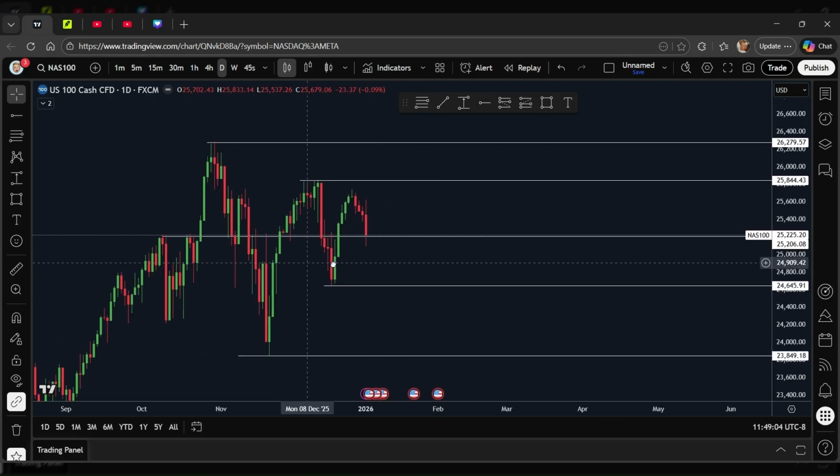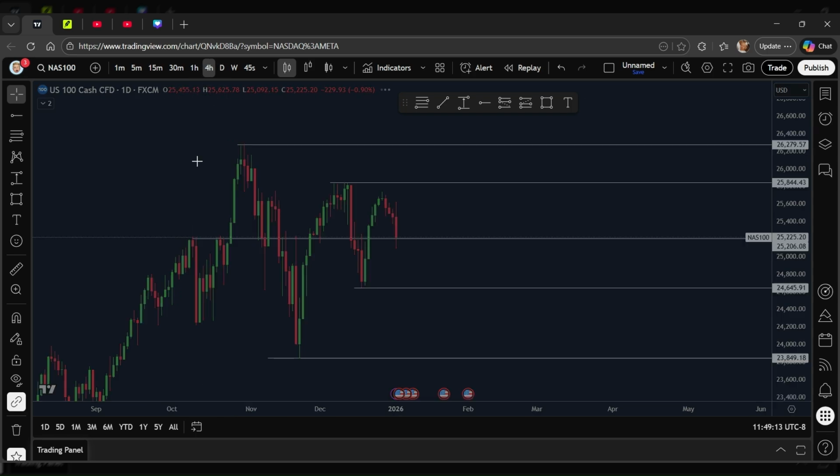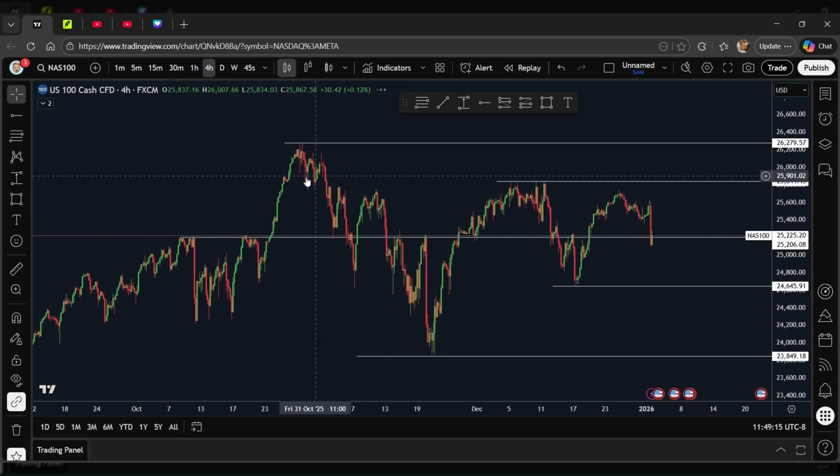And I think this is probably the best way to illustrate it. So right here, and if we zoom in, right here, we have this area of support and resistance. And it's support and resistance because it acts as both.